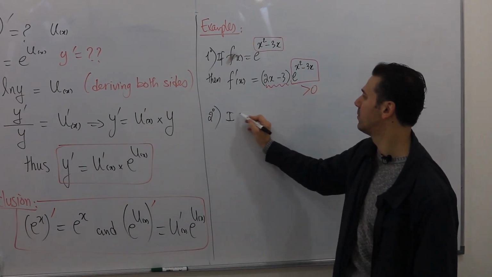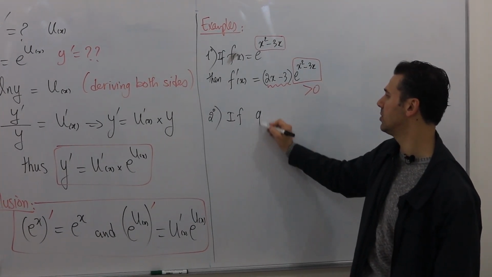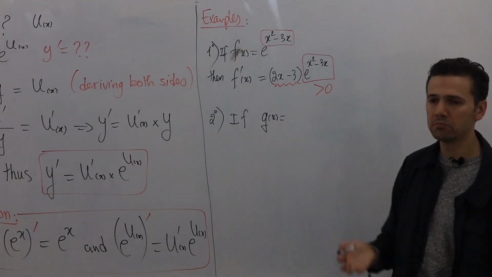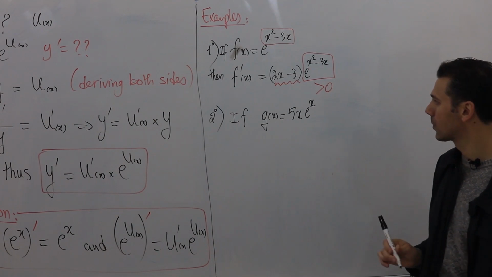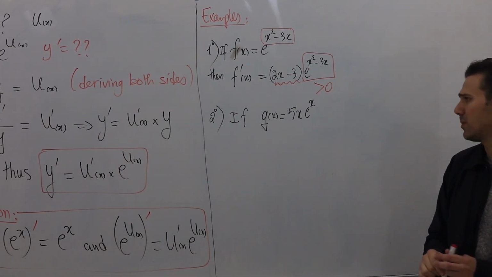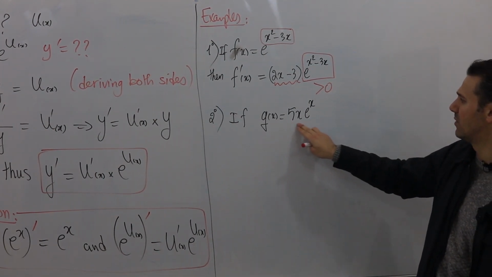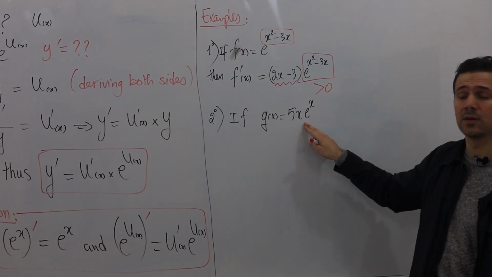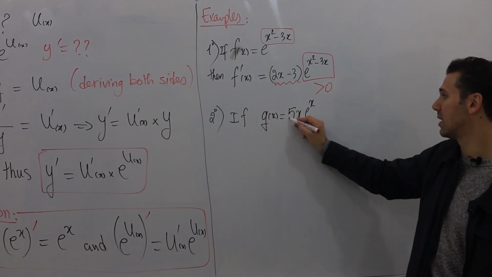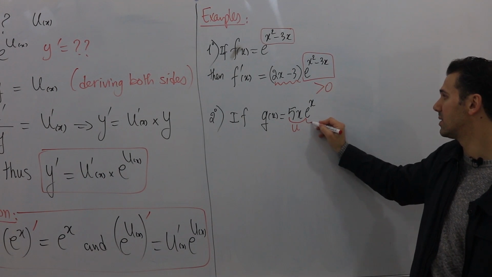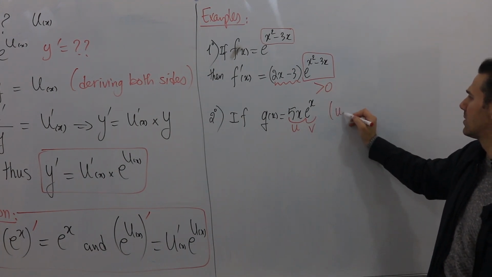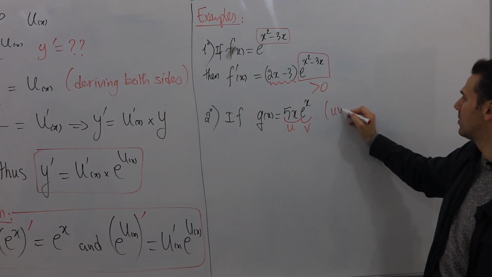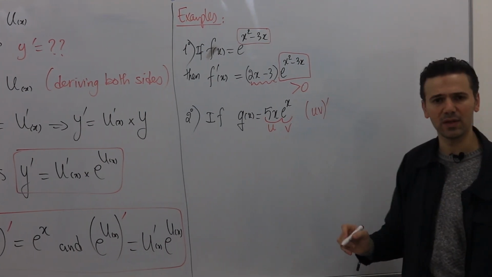What about if we have another function, let's say g of x equal 5x e^x. What do you notice about this? This reminds us of what? We have 5x, it's not constant, it's a function, it's like u, and this is v. Isn't it? And let's recall that the derivative of uv is what?